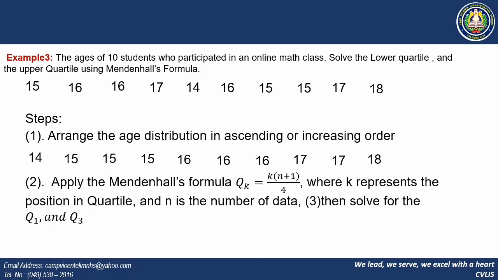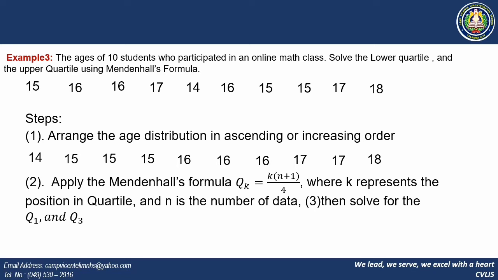Number 2. Apply the formula, that is Q sub k is equal to k times the quantity of n plus 1 all over 4, where k represents the position of a data value in a given data set, and n stands for the number of data. And lastly, solve for Q sub 1 and Q sub 3. The formula is used to locate the position of a data value in ungrouped data using the quartile, and the computed value for this is written as an ordinal number.